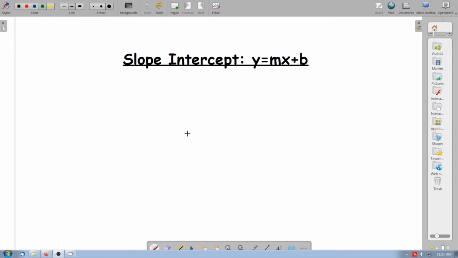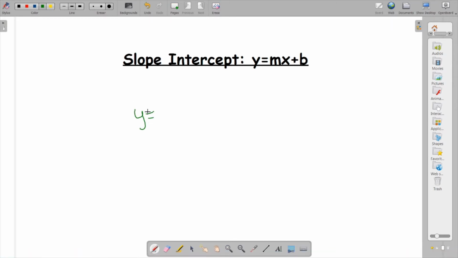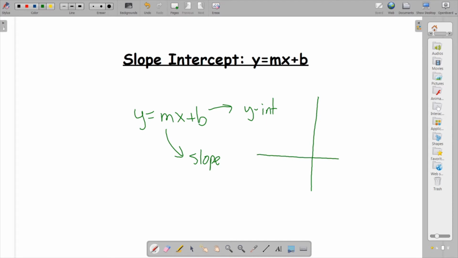Alright, let's look at the slope-intercept form a little more in depth. Remember, the slope-intercept form is y equals mx plus b. Our m is the slope. Our b is the y-intercept. Remember, the y-intercept is when your value of x is 0, and what your y value is at that point is your y-intercept.